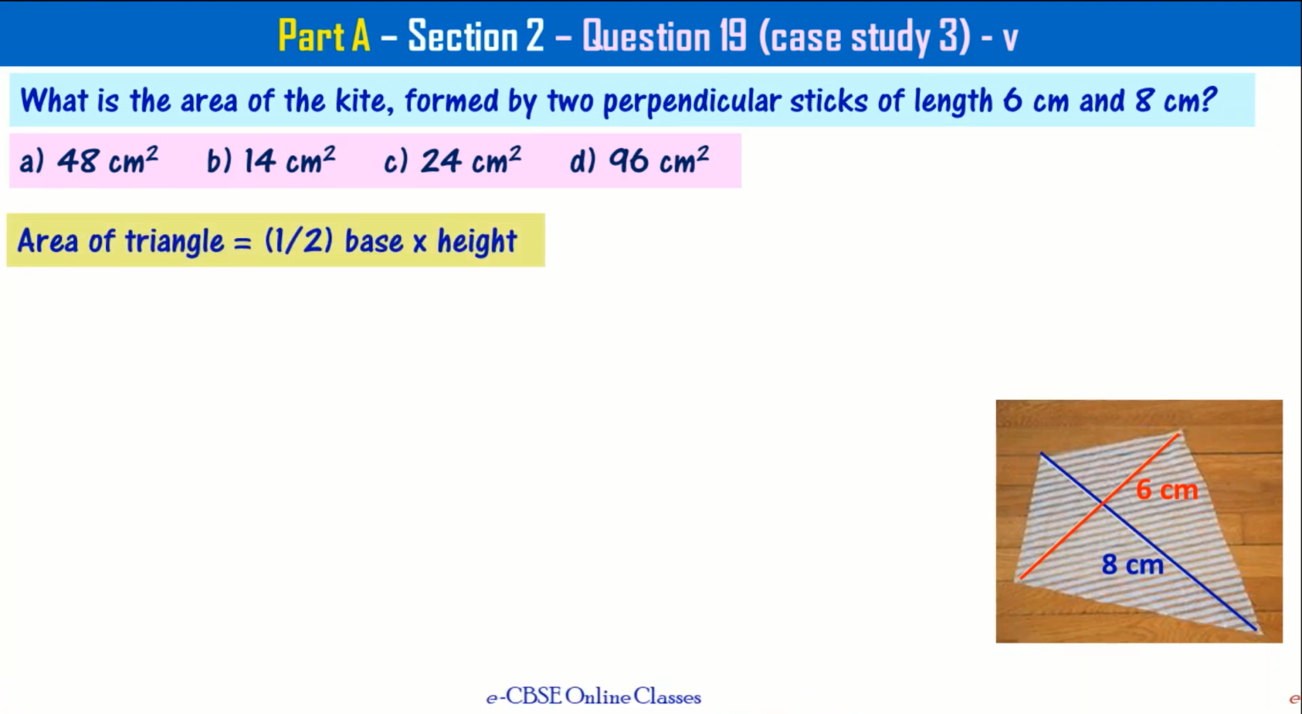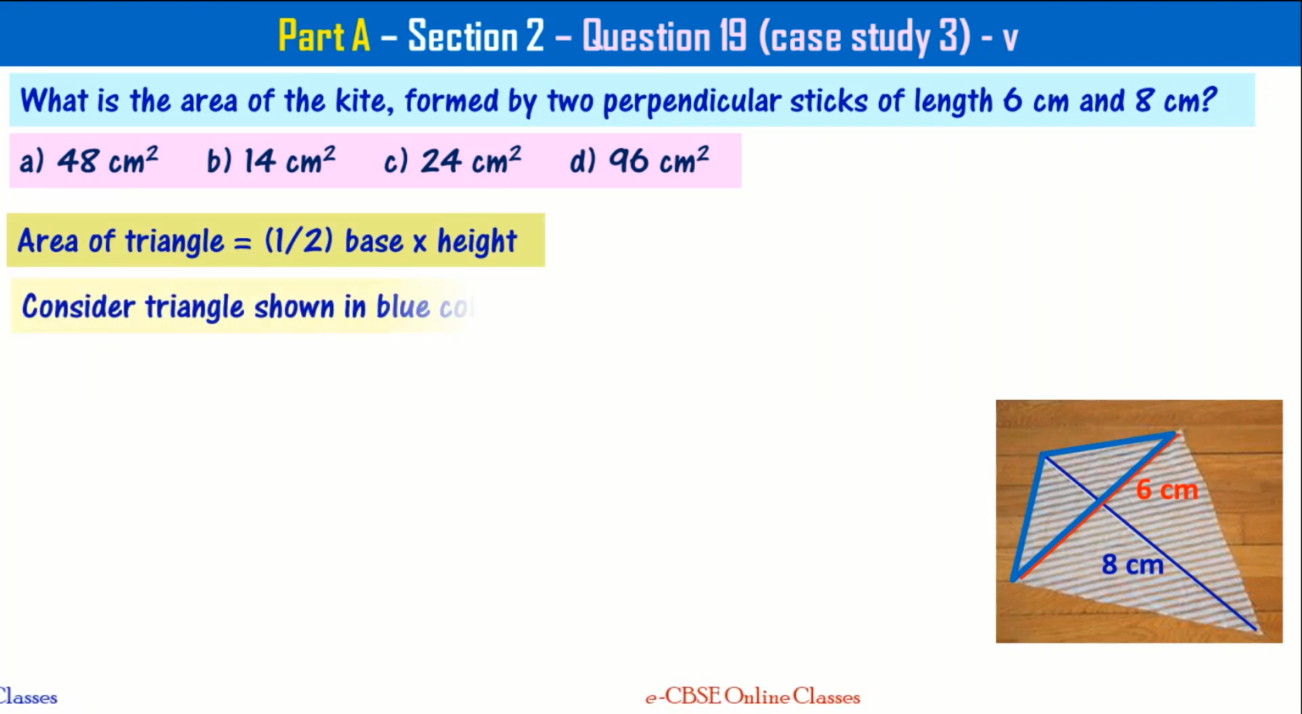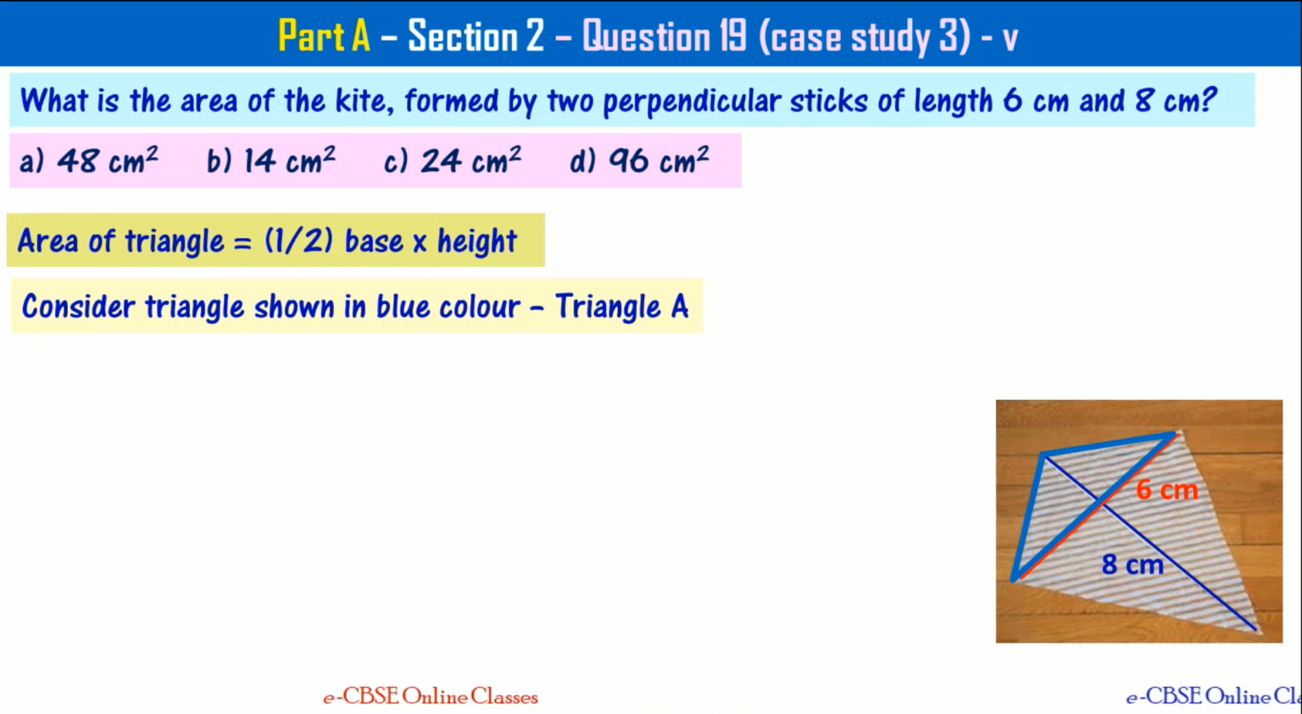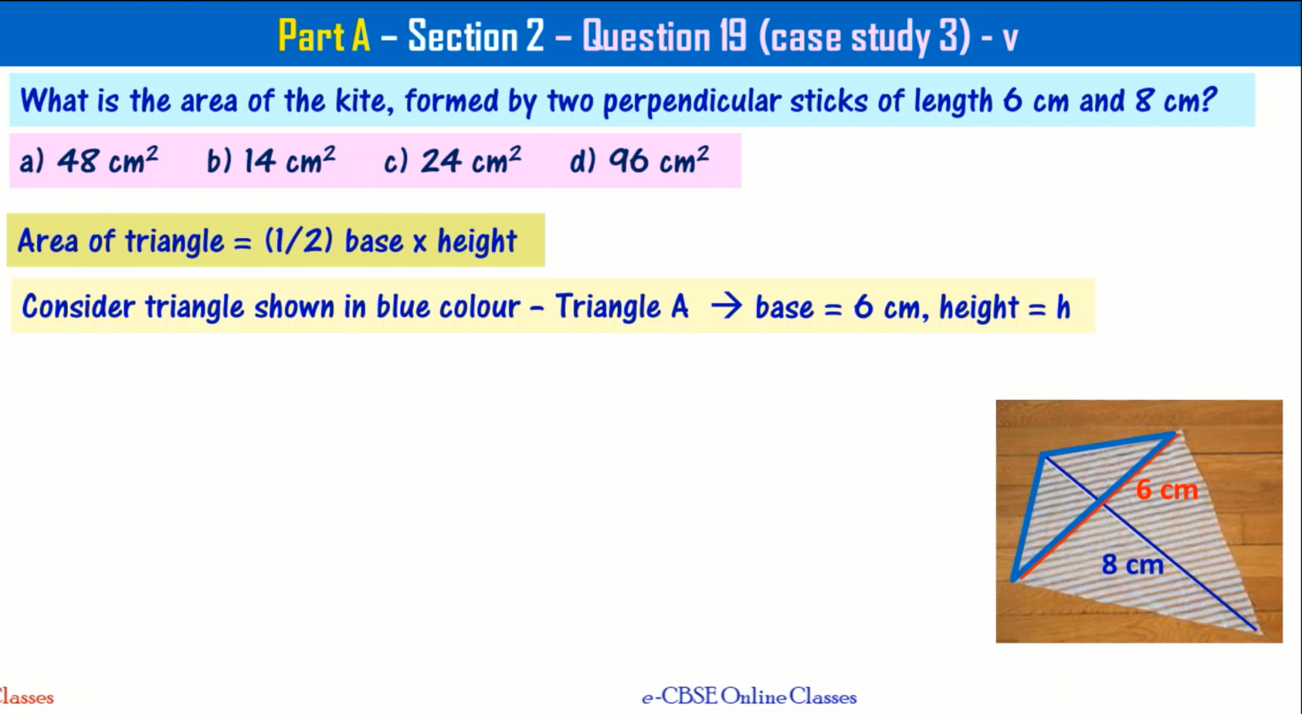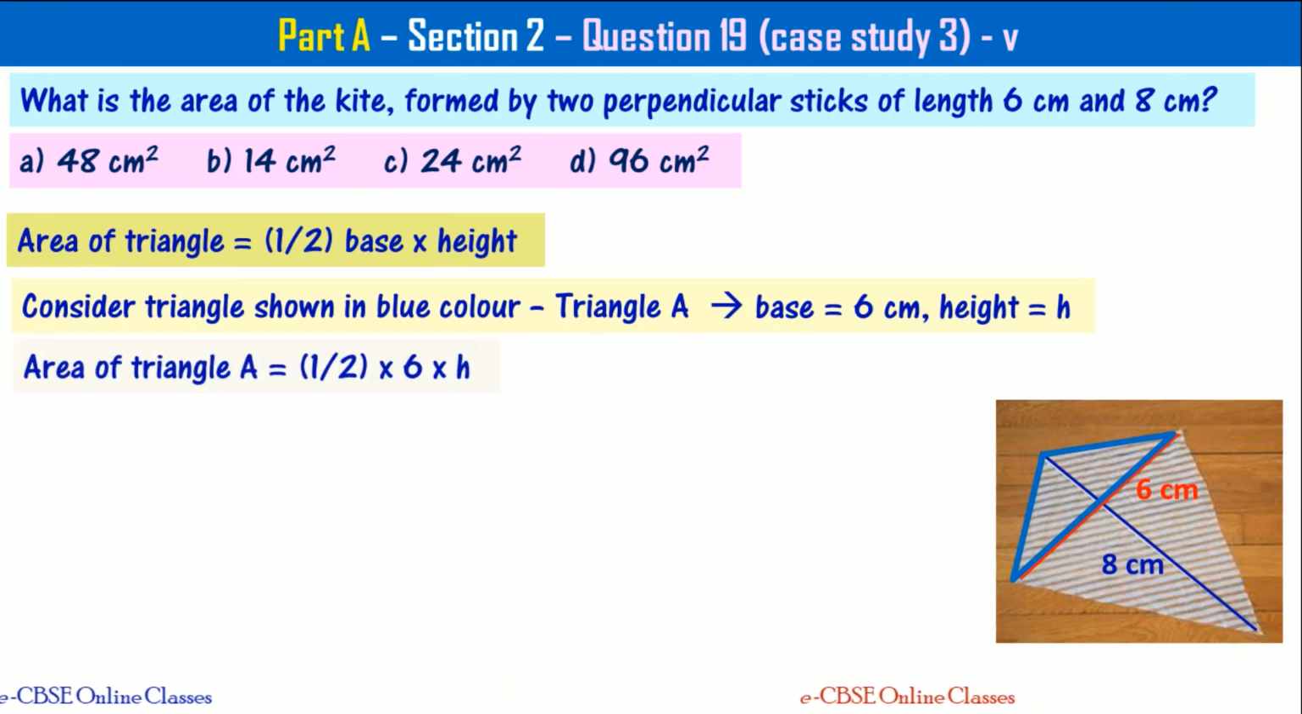And we know that area of a triangle is defined as half base times height, right? Let's now consider the triangle which is marked using the blue color line here. That triangle, I am calling it triangle A. This is in the upper part of the kite. Its base is known, 6 centimeters, that is the red color line, but height is not known. So I am defining it as H. So area of triangle A is going to be half times 6 times H.